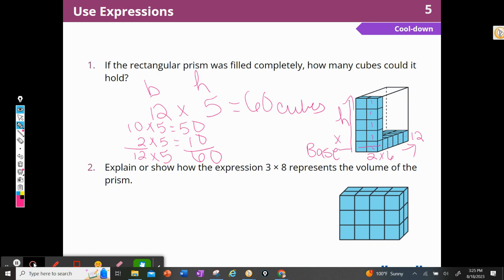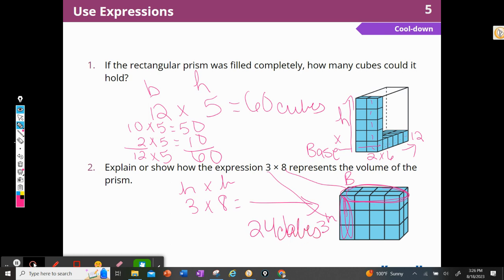Okay, last problem for this lesson. Explain or show how the expression 3 times 8 represents the volume of the cube. Well, I see groups of 3 and I see a group of 8. So I'm going to say that this 8 is my base and the 3 is my height. So 3 is the height times the base, which was 8, is how I would find the volume, and that would be 24 cubes. Ooh, I messed that up. Let's do that again. Cubes.